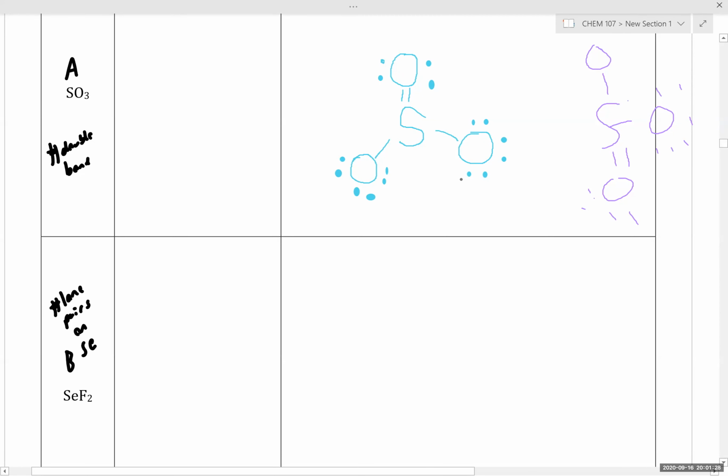And the structures look great for sulfur trioxide. So let's try to get some proposed Lewis structures for selenium difluoride. Not exactly a fun compound to make or handle, but nonetheless, it is a very interesting Lewis structure. So let's keep working through this example and let's see a few annotated responses for the formula of selenium difluoride.